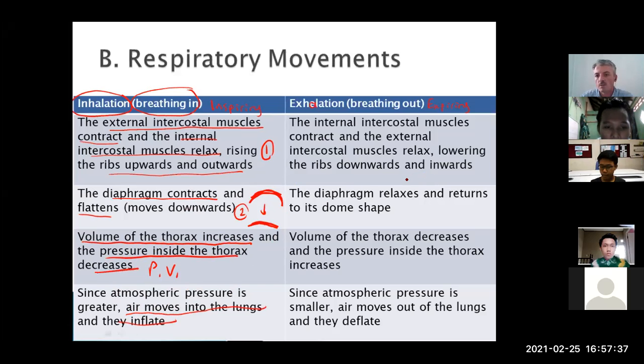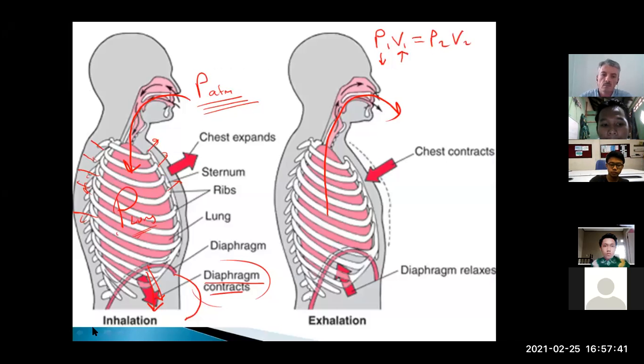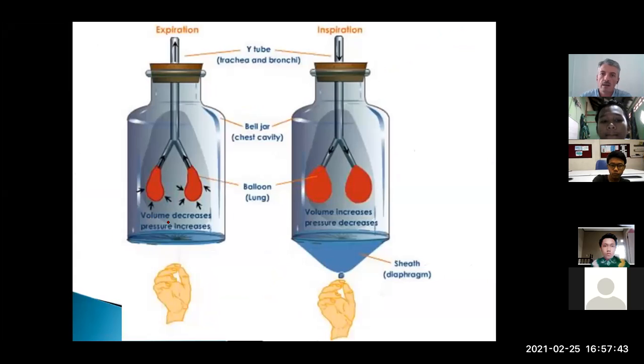This one is opposite, just opposite. It looks like this. This is the lung model. This is the diaphragm, right? When you are pulling this down, you are increasing the volume. When you are pulling this down here, volume is increasing, pressure is decreasing. Because of this difference, air is moving into the balloons, and the balloons inflate, become larger.